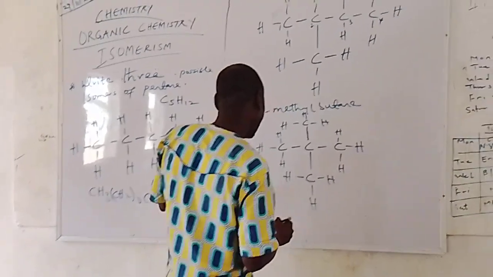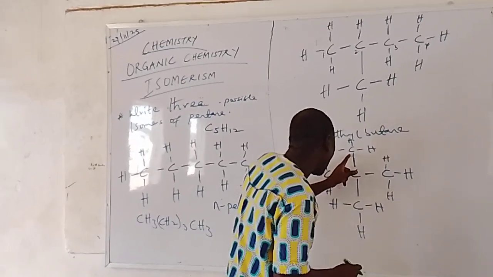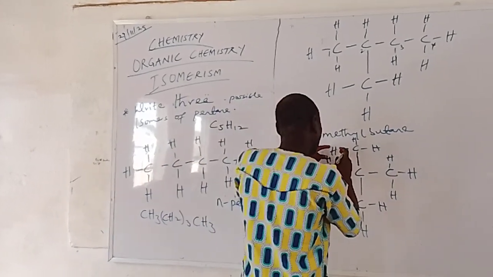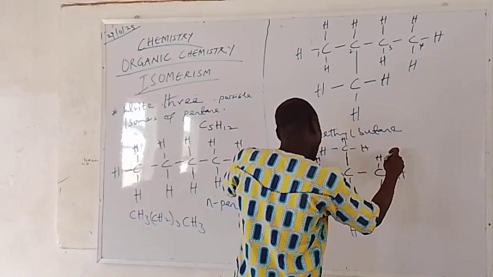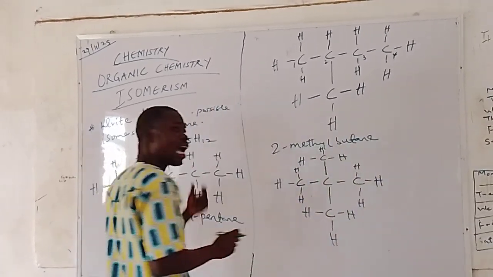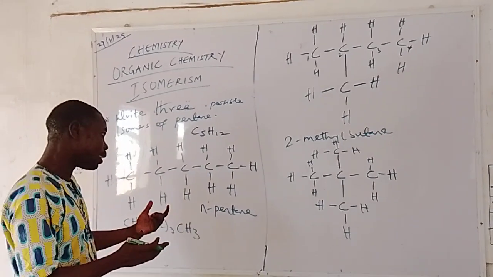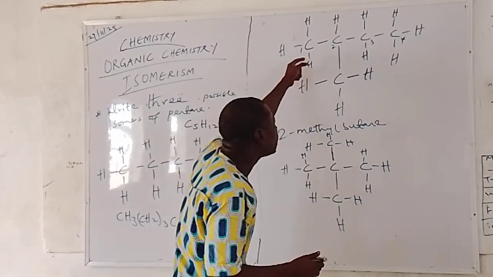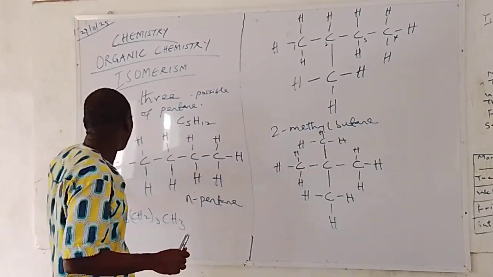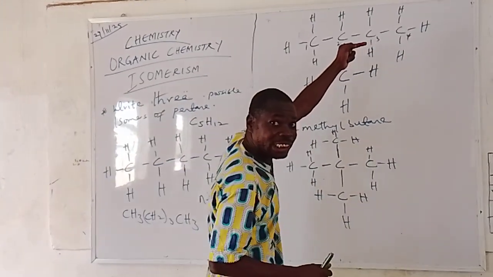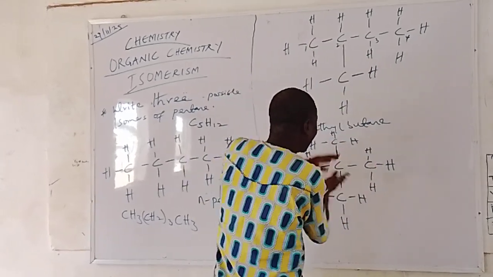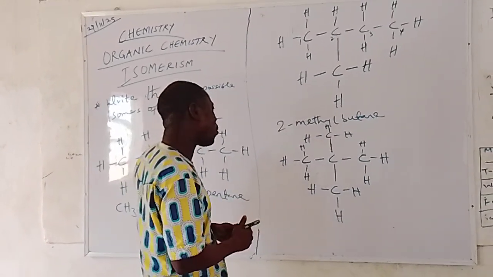Let's check for completeness. 1, 2, 3, 4, 5: 5 carbon, so C5 still exists. Now let's count the hydrogen: 1, 2, 3, 4, 5, 6, 7, 8, 9, 10, 11, 12. We still have 12 hydrogen, complete. What we did was only restructure the original. First we reduced the 5 carbon to 4 on the straight chain and branched it. Then for the next isomer we reduced the 4 to 3 and branched it again. That is just our objective.